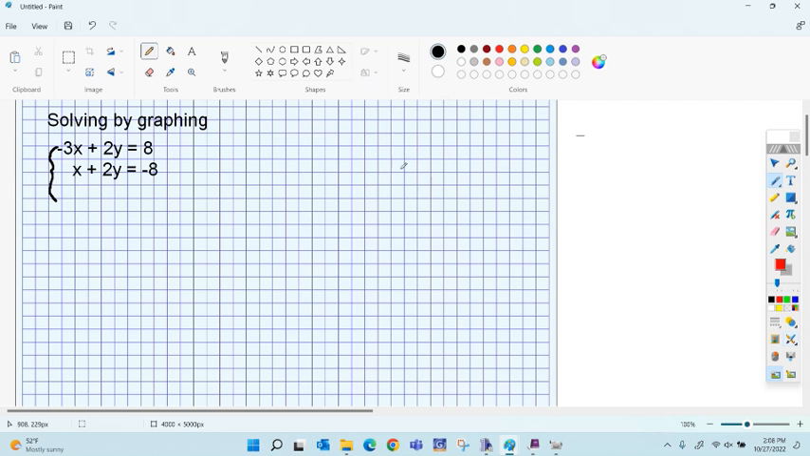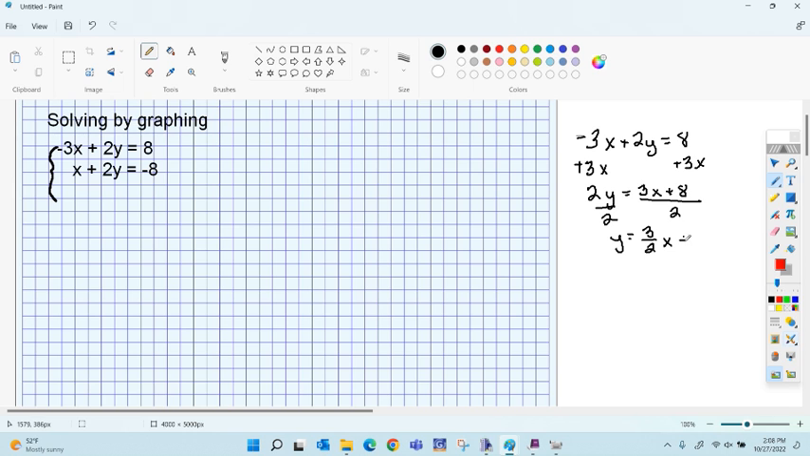So if I have negative 3x plus 2y equals 8, how do I solve that for y? We'll add the 3x because we're putting it in slope-intercept form. So I have 2y equals 3x plus 8. And then what do I do? Divide by 2. Divide everything by 2. So y equals 3 halves x plus 4.